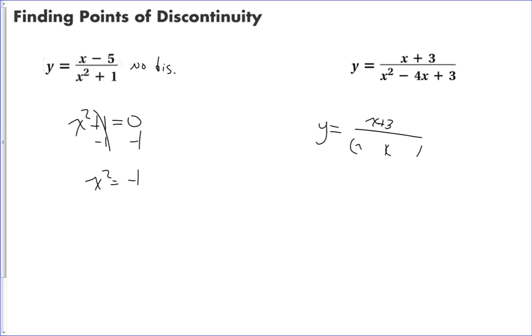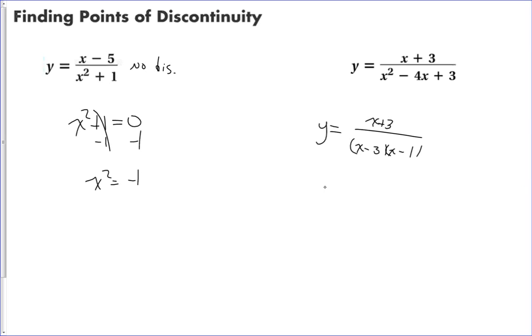So x squared can only factor into x and x. Plus here means both our signs are the same. This means they're both negative. The only factors of 3 are 3 and 1.